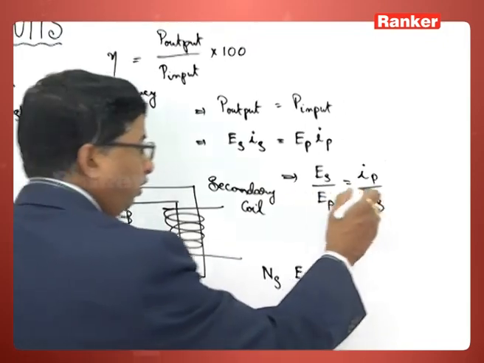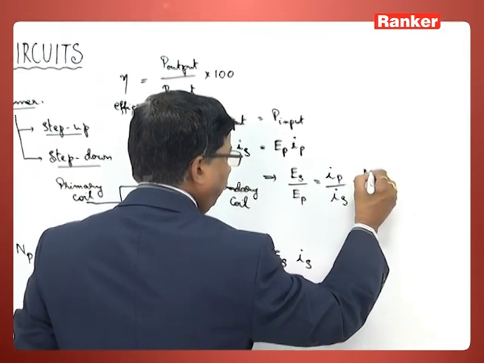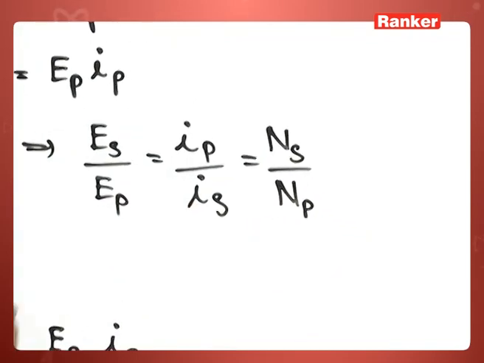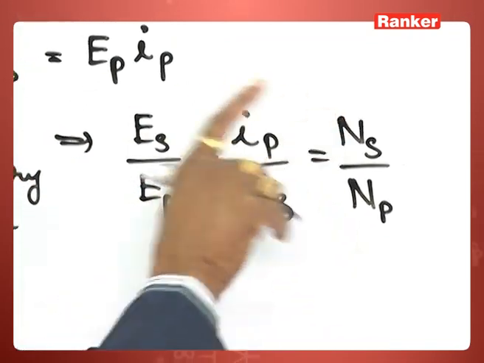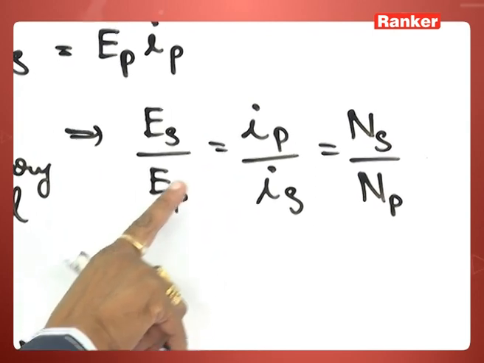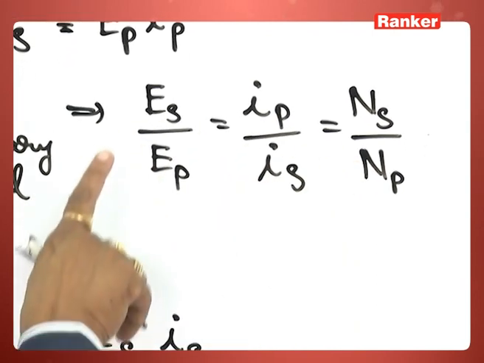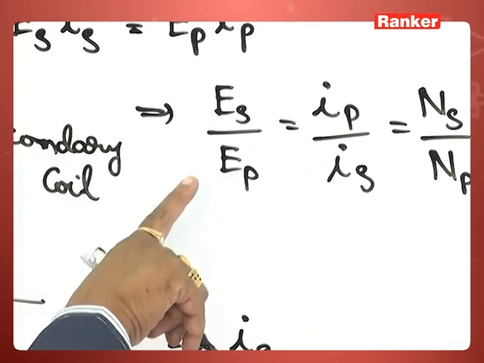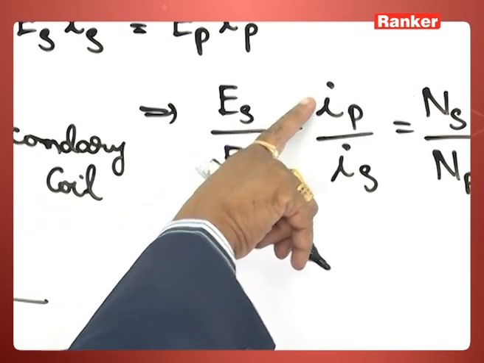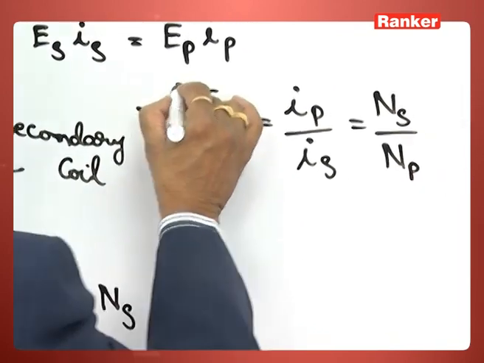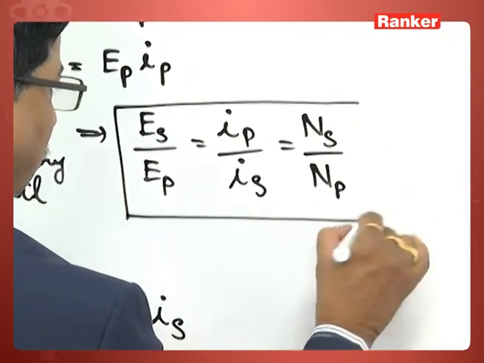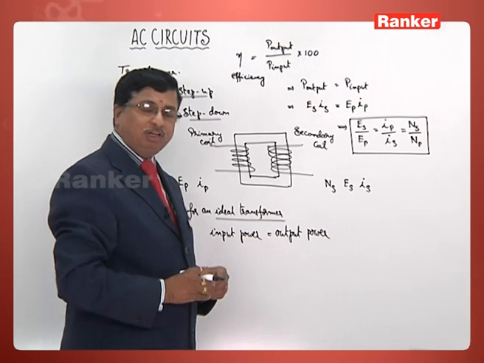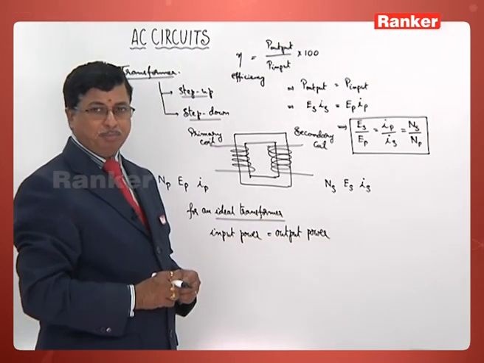Therefore, you can even rewrite the same this way, N secondary by N primary. So, E secondary is proportional to N secondary, E primary is proportional to N primary, E secondary is inversely proportional to I secondary, E primary is inversely proportional to I primary. This is the basic equation one should remember to solve any problem that is asked on a transformer.